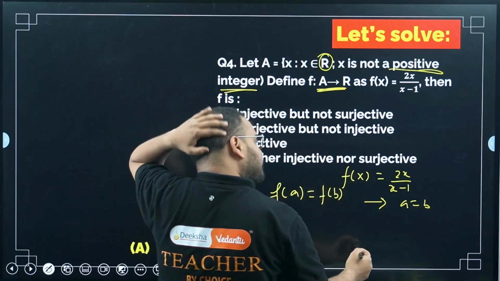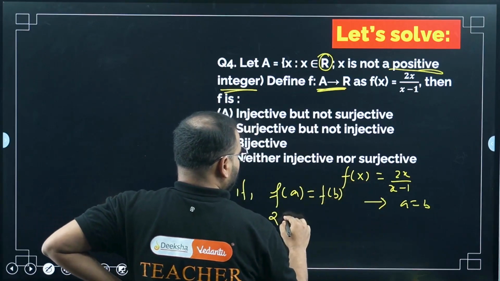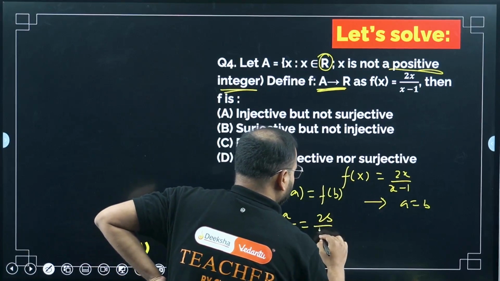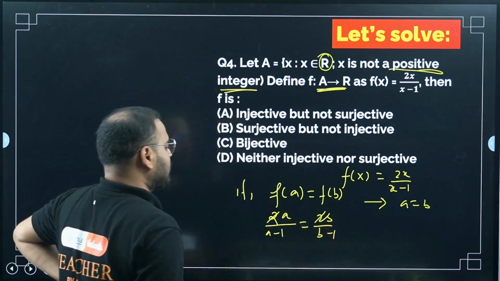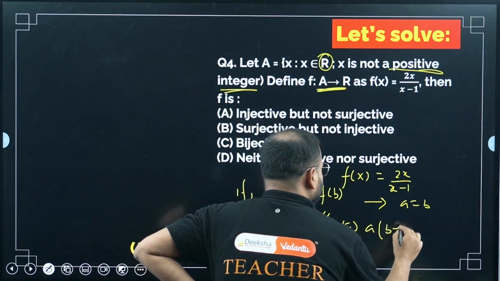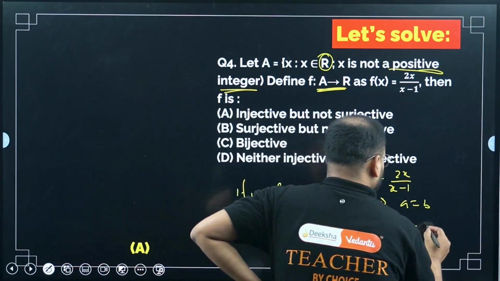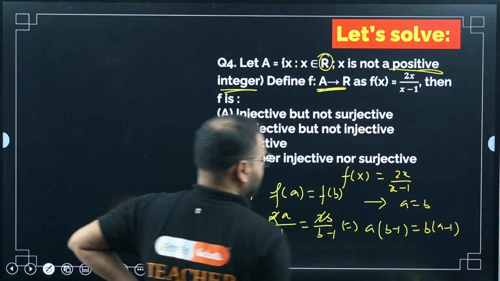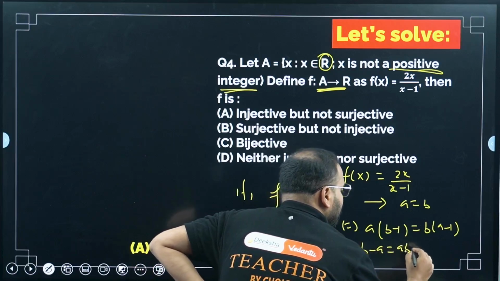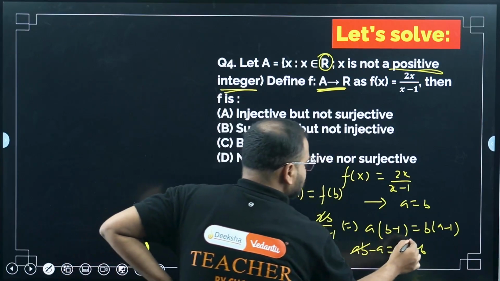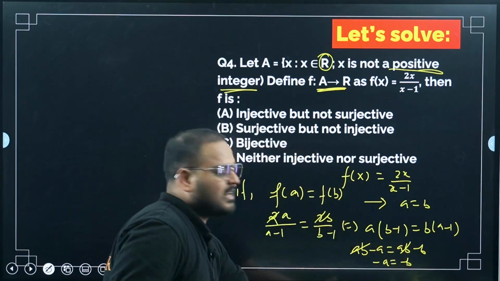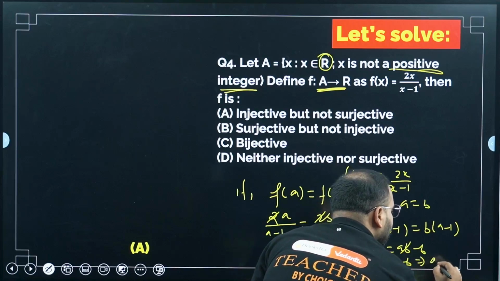Okay, let's check here. What will this be? 2a upon a minus 1 equals to 2b upon b minus 1. 2 goes out. Let's cross multiply. I get a times of b minus 1 equals to b times of a minus 1. So ab minus a equals to ab minus b. ab cancels out. What I have left here? Minus a equals to minus b, which means a equal to b.